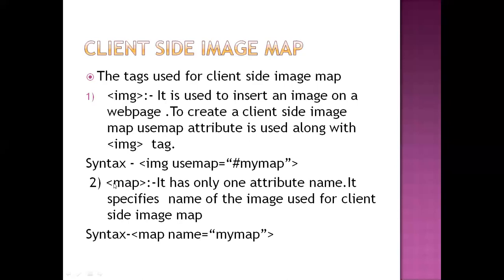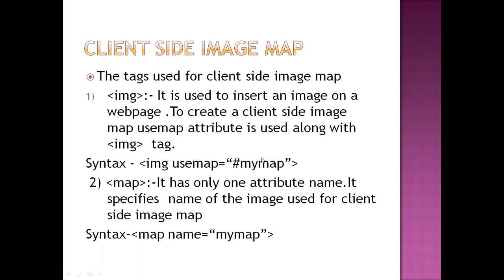Let's see the next tag, the map tag. It has only one attribute, name. It specifies the name of the image map used for client-side image map. Listen carefully: the value of the name attribute is the value specified in the usemap attribute of the img tag. Here, mymap is the value specified in the usemap attribute of the img tag.